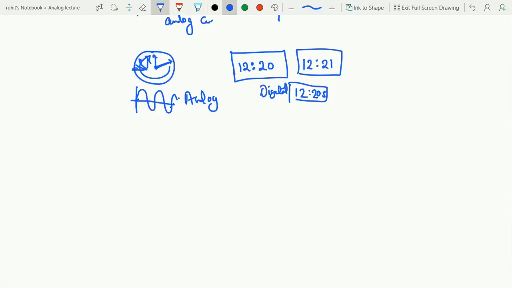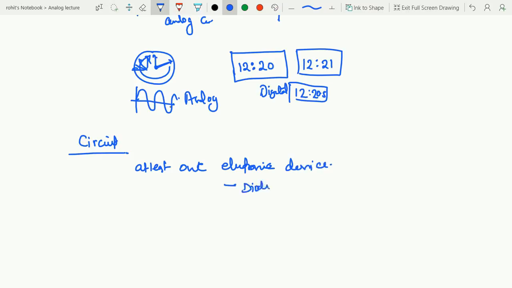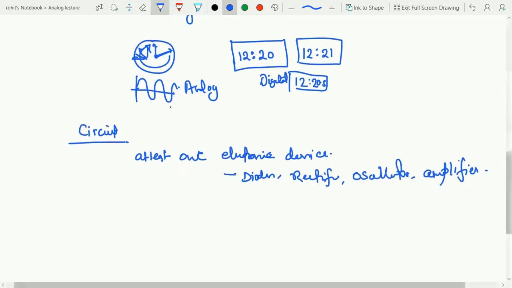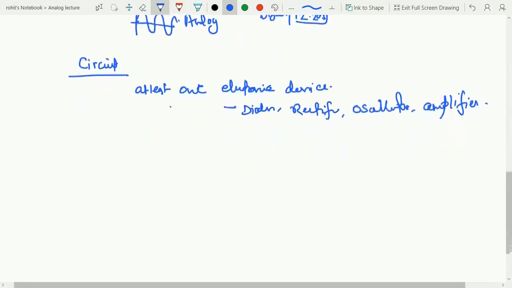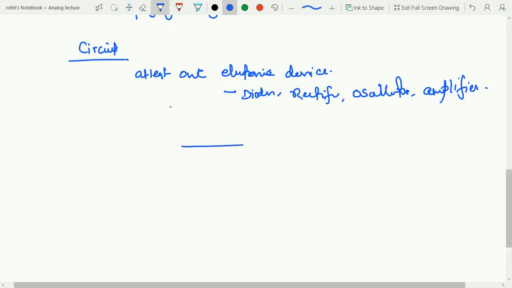Now we will see what an electronic circuit is. Any circuit which contains at least one electronic device comes under an electronic circuit. What can electronic devices be? We have diodes, rectifiers, oscillators, amplifiers, etc. Then we will say that it is an electronic circuit.